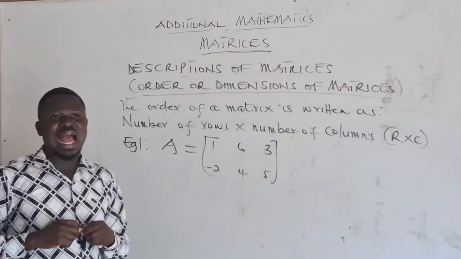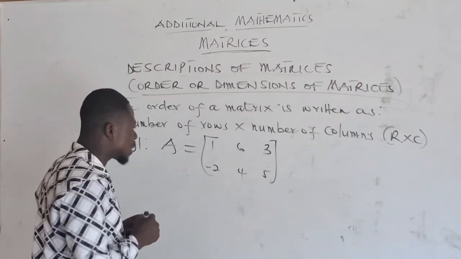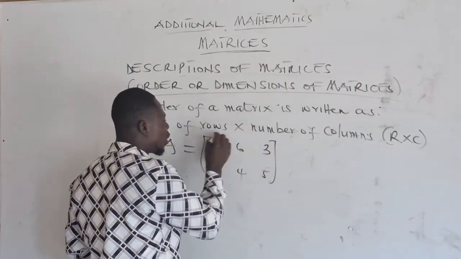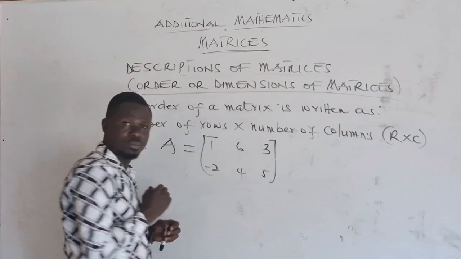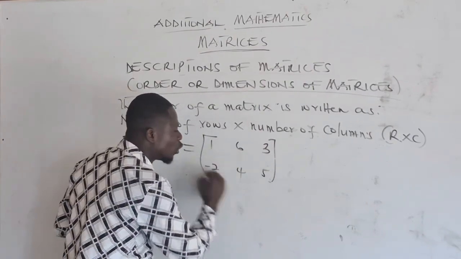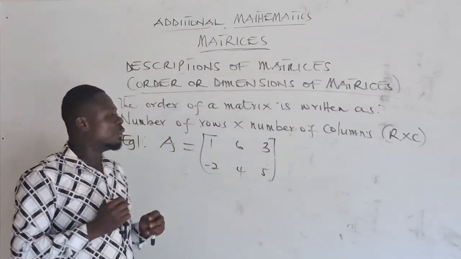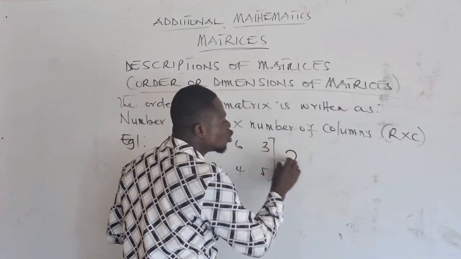Let's begin by identifying our rows. So this is one of our horizontals. So one row, the whole of this is a row. The whole of this is a row. So going through, we've seen that we have two rows.